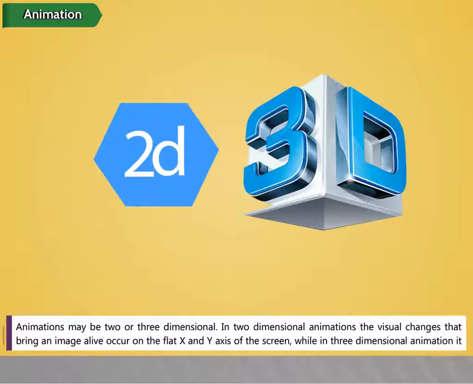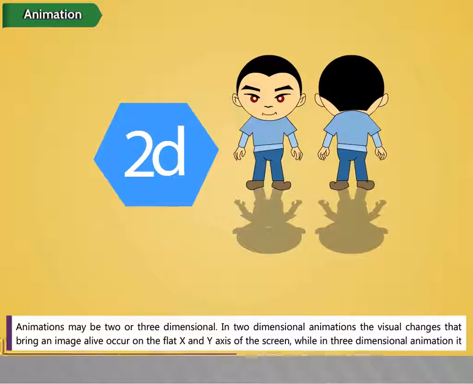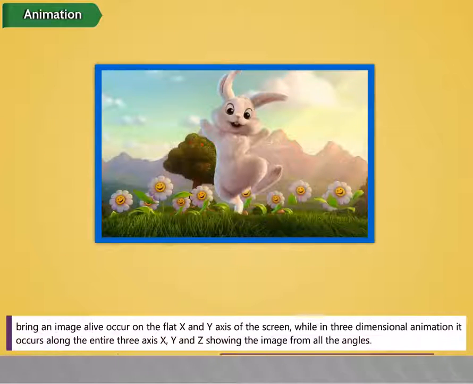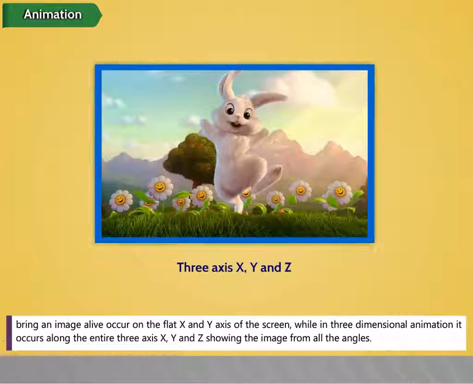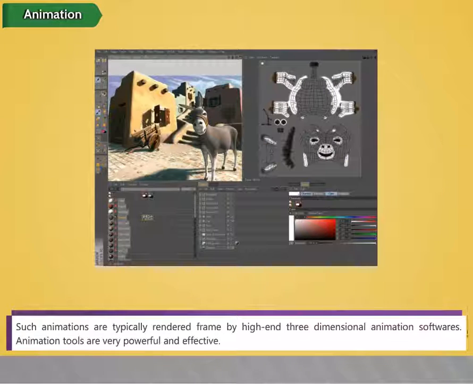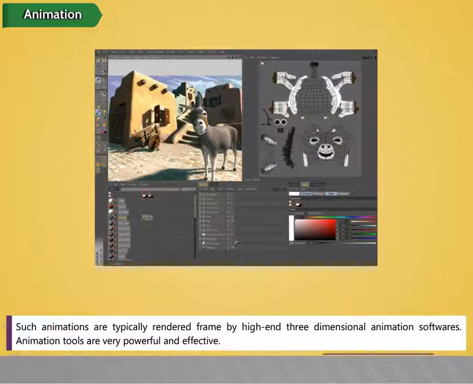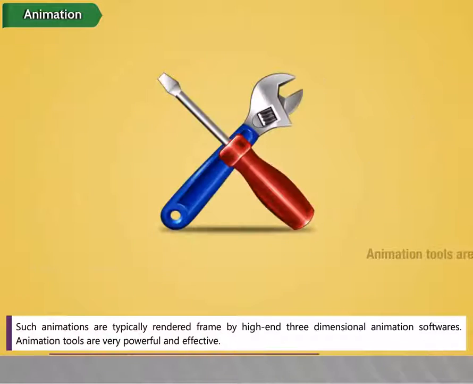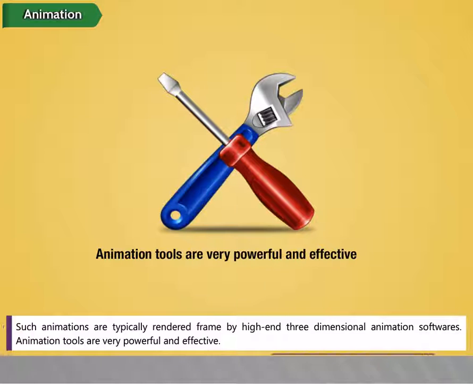Animations may be two or three dimensional. In two dimensional animation, the visual changes that bring an image alive occur on the flat X and Y axes on the screen. While in three dimensional animation, it occurs along the entire three axes X, Y, and Z, showing the image from all the angles. Such animations are typically rendered frame by frame by high-end three-dimensional animation software. Animation tools are very powerful and effective.